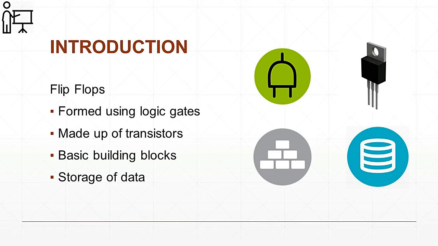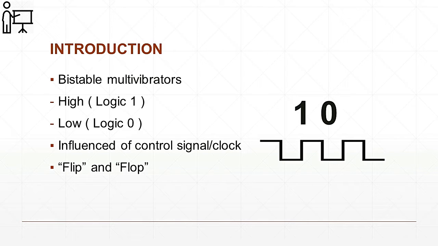Each flip-flop can store one bit of data, and they are also called sequential logic circuits. Flip-flops have two stable states, and hence they are bistable multivibrators. The two stable states are high, the logic 1, and low, the logic 0. The term flip-flop is used as they can switch between the states under the influence of a control signal, clock, or the enable. That is, they can flip to one state and flop back to the other state.